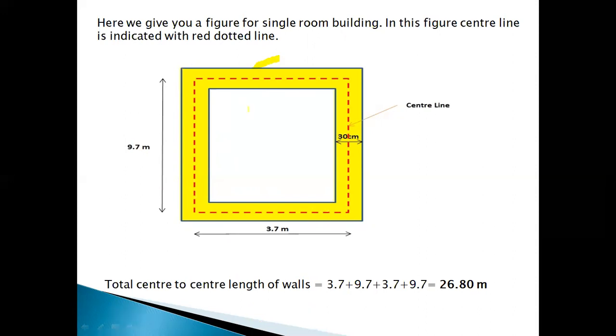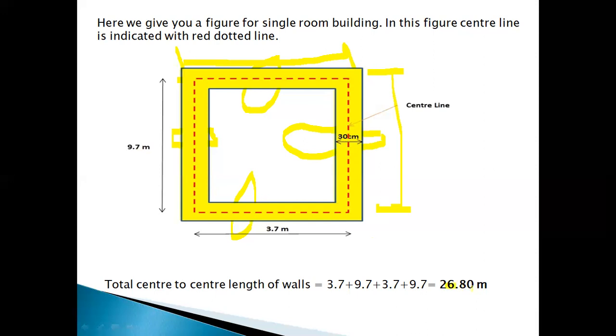Here, see the long walls are 2 and short walls are 2. So here mainly the long wall is 9.7, the short wall is 3.7 meters. Here there are two short walls and two long walls, then we calculate the total center to center length of the walls. The center to center length dimensions are given as 9.7, 3.7, similarly 9.7 and similarly 3.7.